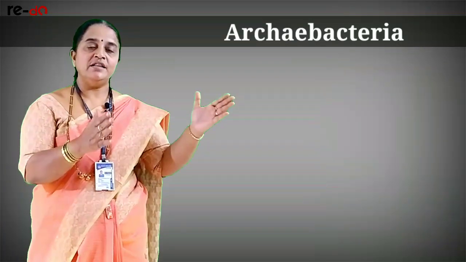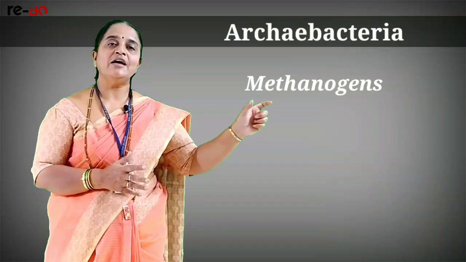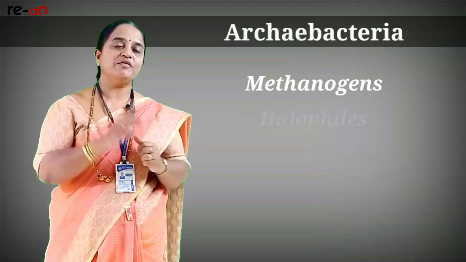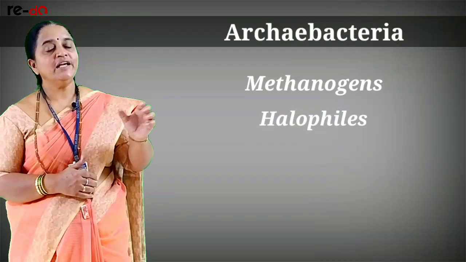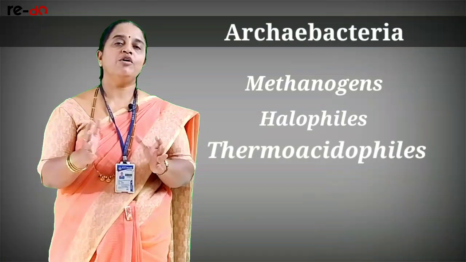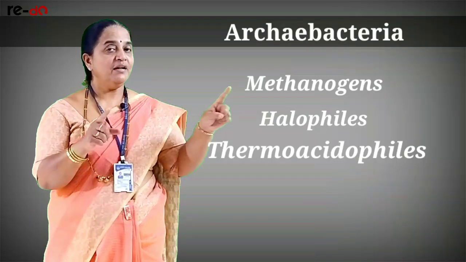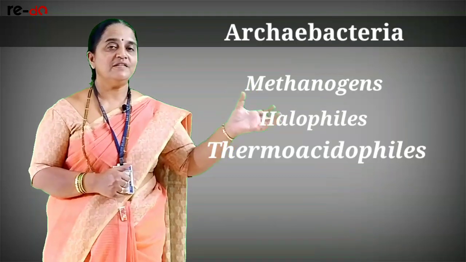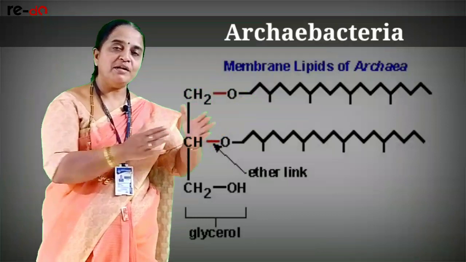Archaebacteria divided in 3 groups. Methanogens, they are anaerobes. Anaerobe means they can survive in absence of oxygen. Halophiles, they live in salty condition. Thermoacidophiles, they live in hot springs. So under Archaebacteria, we made 3 groups. We can call it as class. Methanogens, halophiles, thermoacidophiles. What is common among 3?